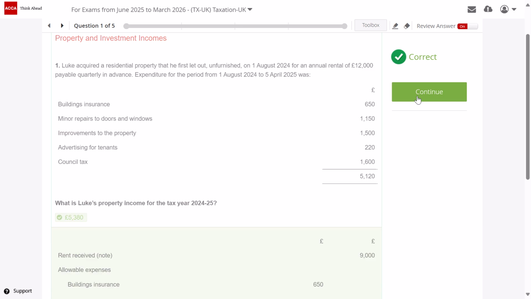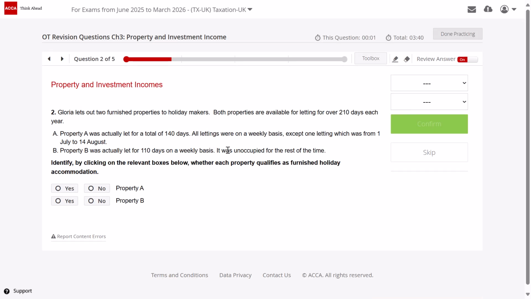Moving ahead. Question 2. Gloria lets out two furnished properties to holiday makers. Both properties are available for letting for over 210 days each year. Property A was actually let for a total of 140 days. All lettings were on weekly basis except one letting which was from 1st July to 14th August. And property B was actually let for 110 days on weekly basis. It was unoccupied for the rest of the time.